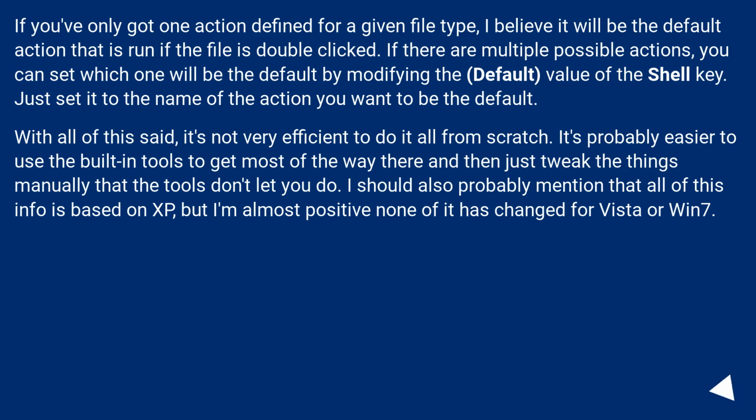If you've only got one action defined for a given file type, I believe it will be the default action that is run if the file is double-clicked. If there are multiple possible actions, you can set which one will be the default by modifying the default value of the shell key. Just set it to the name of the action you want to be the default.